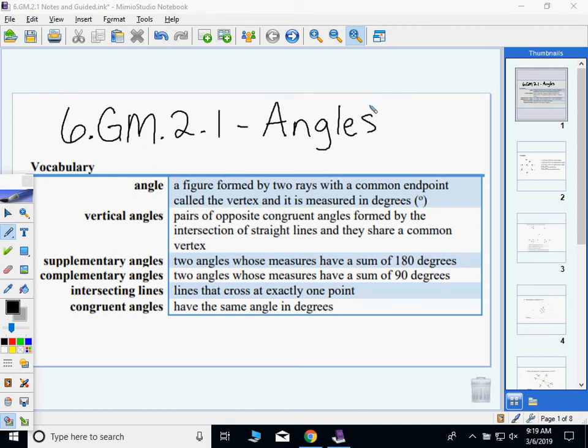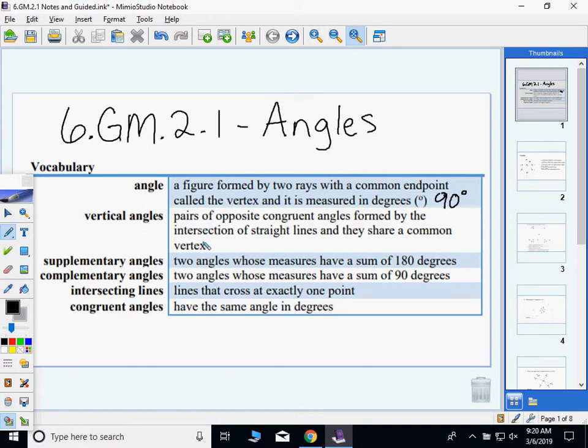Okay, today we're going to be learning about angles. So for your vocabulary, we have these words that you'll need to know for this lesson. We have angles. It's a figure formed by two rays with a common endpoint called the vertex and is measured in degrees. So that little circle right there is what you'll put to label it. So like if it's 90 degrees, you'll put 90 with the little degrees.